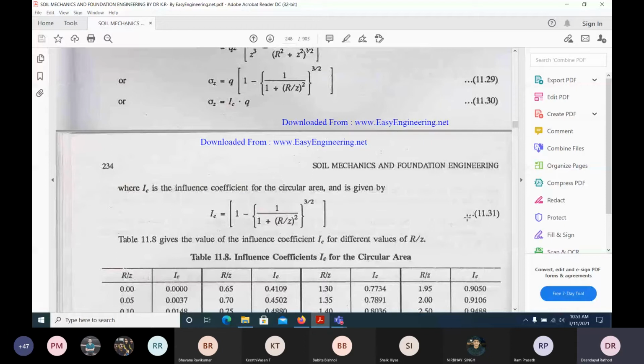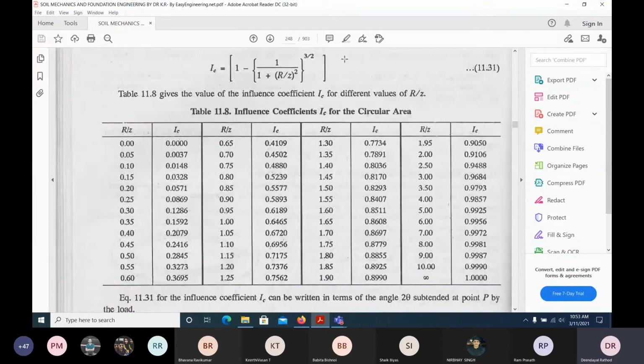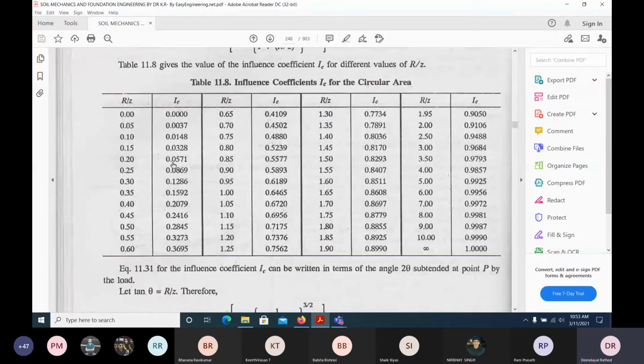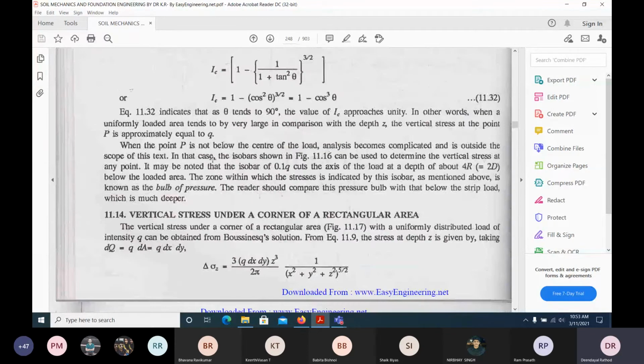So again, I can make a tabular form. I just assume the R, I just assume the Z. Okay, Z and the R, and again what we can do is R by Z, we can do it here, and we can make a tabular column of this one also. Understand? So likewise, we can find the isobar, it can be drawn, and all these things can be done.